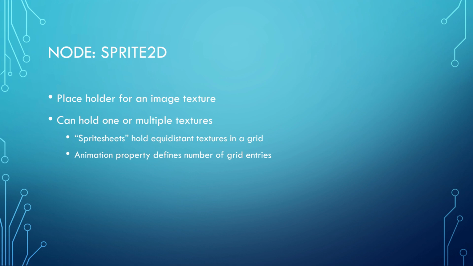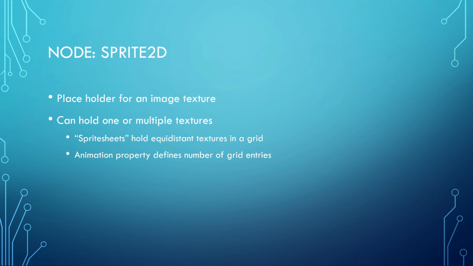And typically for 2D animations, what you will see is a sprite sheet, which is a grid of different animations. So you might lay out each animation on its own line, and then you have one line per animation. And within each element of the grid, it's got a different frame to be played for that animation. And so then we'll see in Godot that there is an animation property which defines how many grid entries there are, and we'll take a look at that in Godot in just a minute.